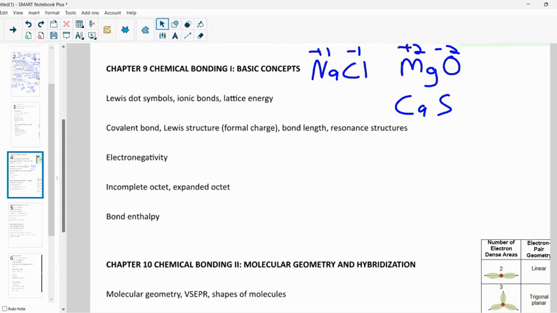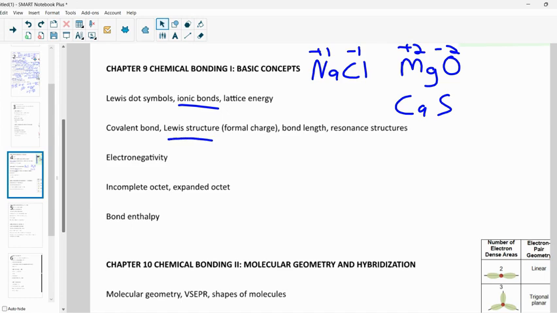Who would have the higher lattice energy between NaCl and CaS? CaS, right? Charges first, then we look at the size second. And that's only, we use it in the context of ionic bonding for the charges there. All right, then we get into covalent.